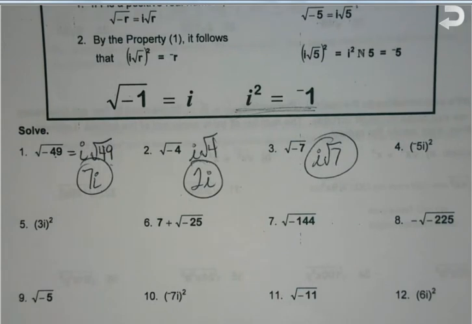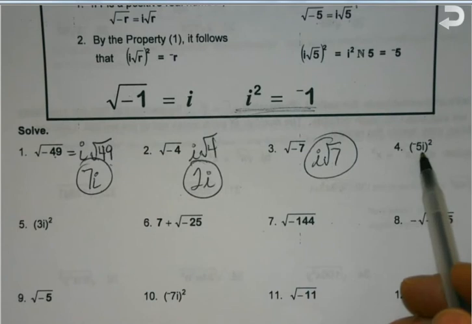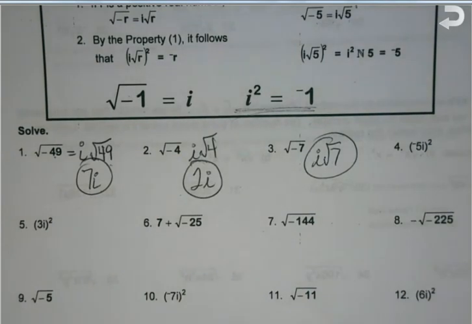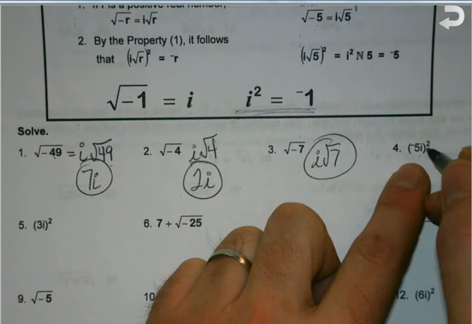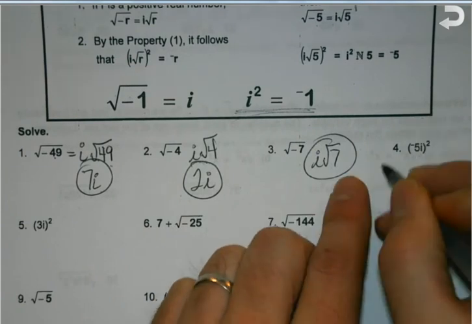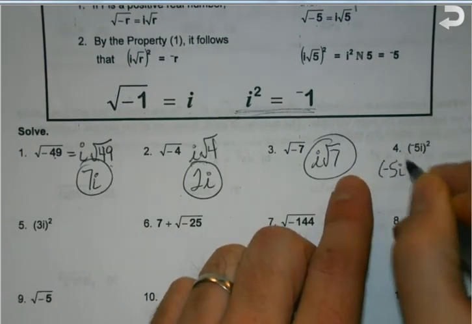So as we do these, I'm going to treat i sort of like I would a variable, whenever I'm doing something with it. So if I'm squaring 5i, it means I have 2 of these.